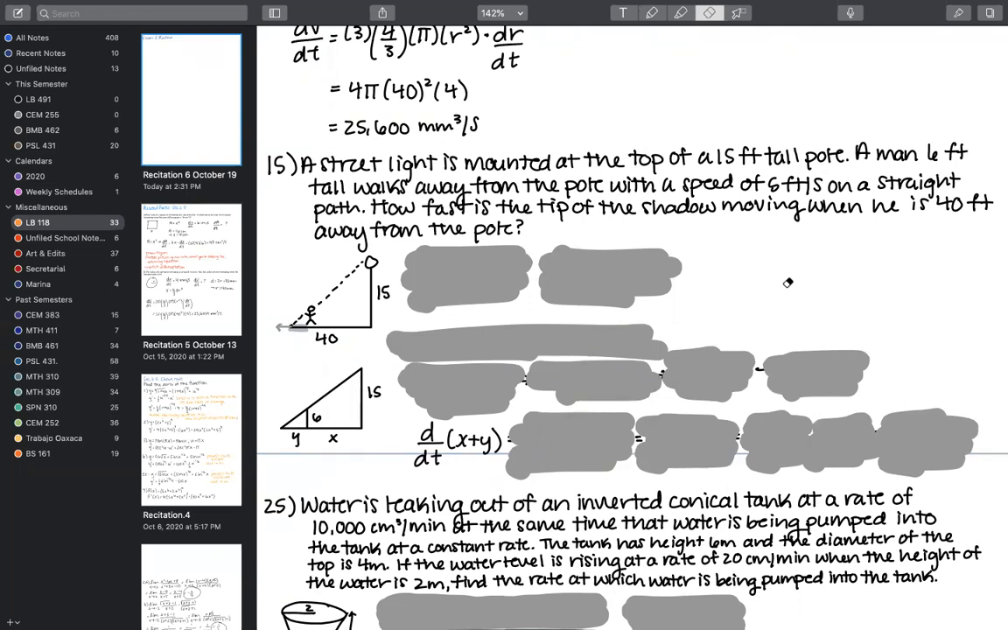How fast is the tip of the shadow moving when he is 40 feet away from the pole? These examples come from section 2.8. If you are wondering, this does not come from the chapter 2 review. So if you're looking for these problems, this is section 2.8.